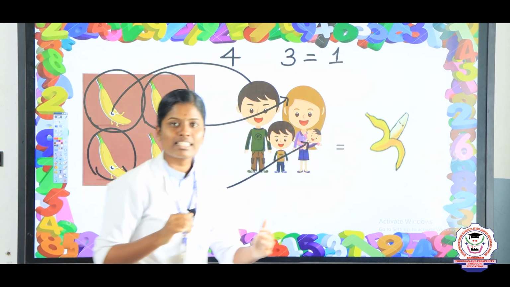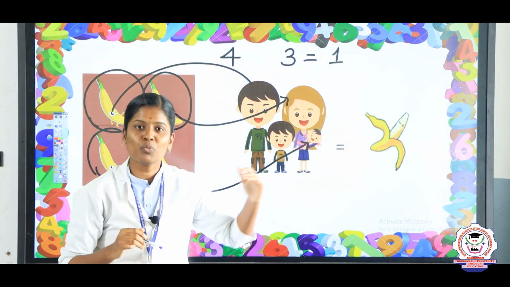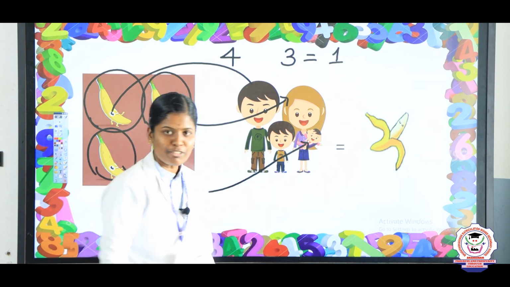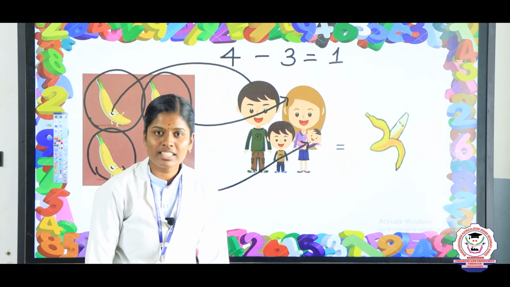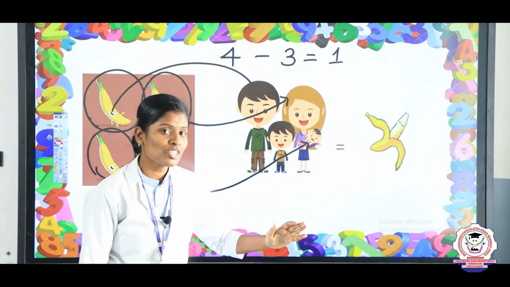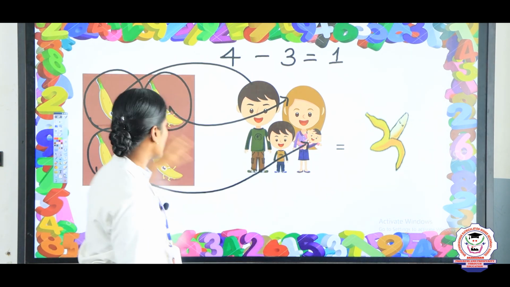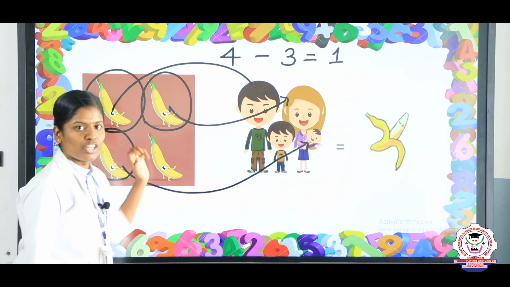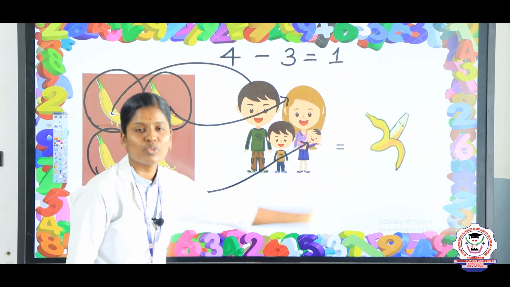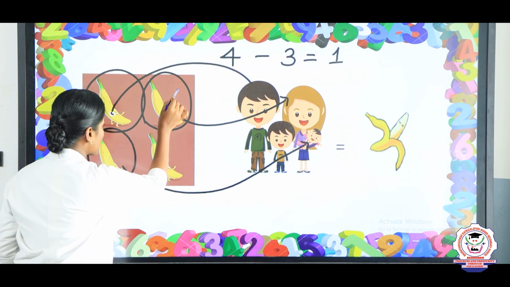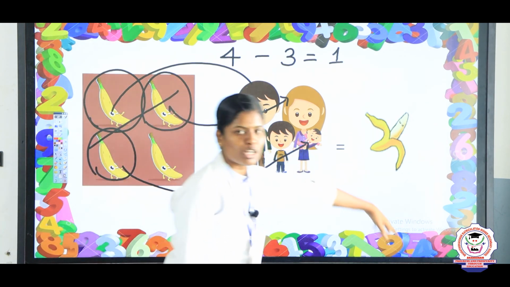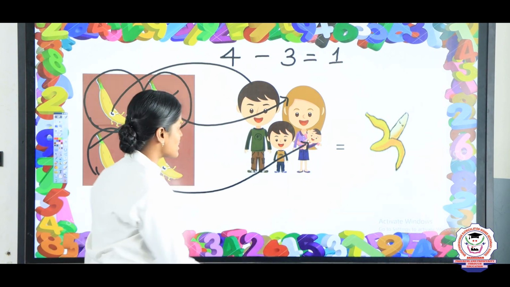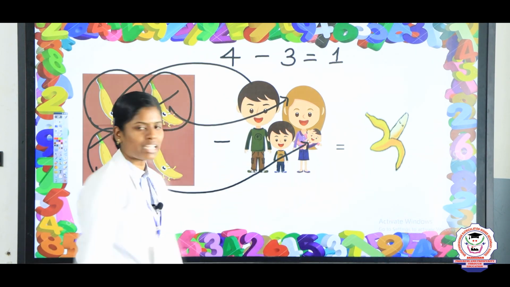How did you say the answer? Yeah, by subtracting we get the answer. The symbol for subtraction is minus. So listen my children, totally 4 bananas are there. 1, 2, 3. So 3 bananas he gave to his family. So subtract these 3 bananas. Remaining we have only 1 banana. So the subtraction symbol is minus.